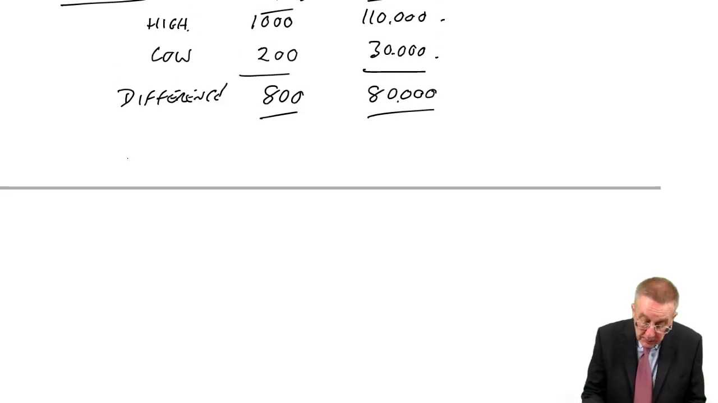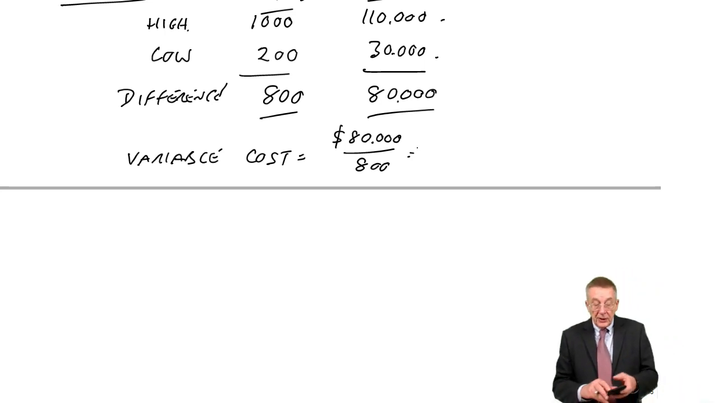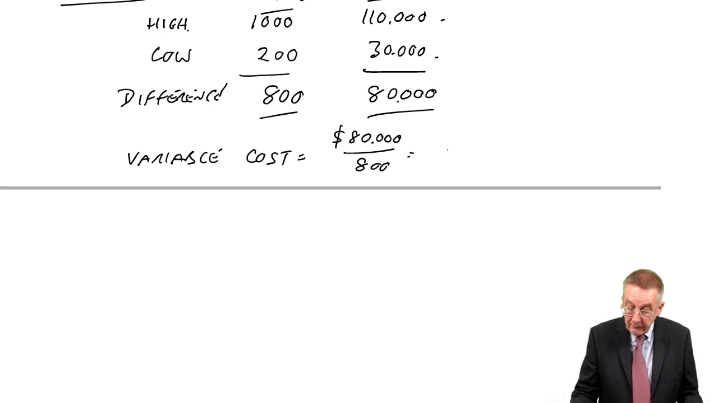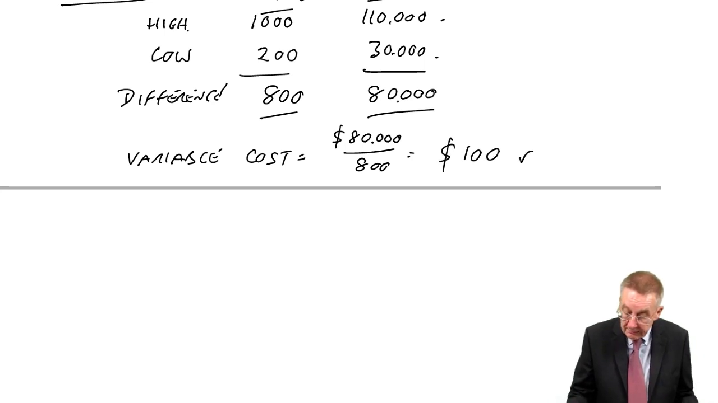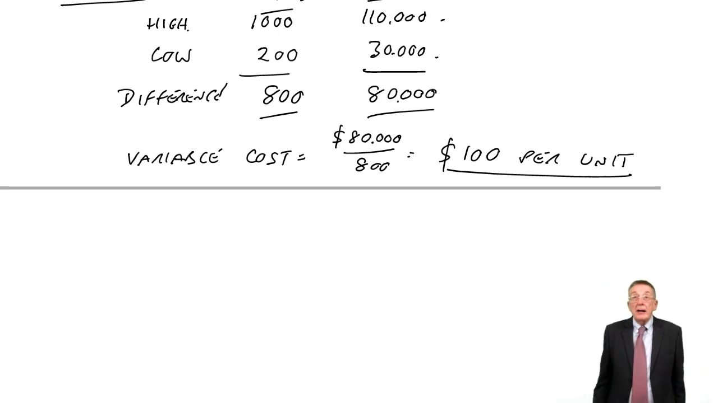And so the variable cost is an extra 80,000 for 800 units. So how much per unit? $100. So we now know the variable cost per unit.